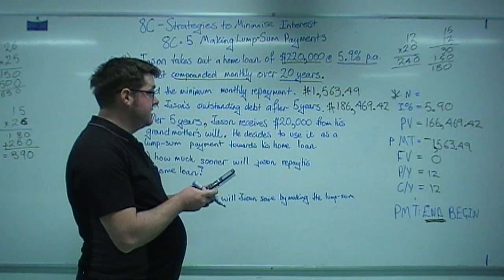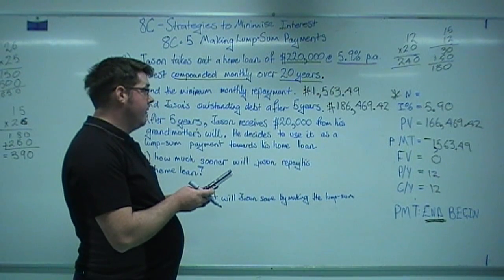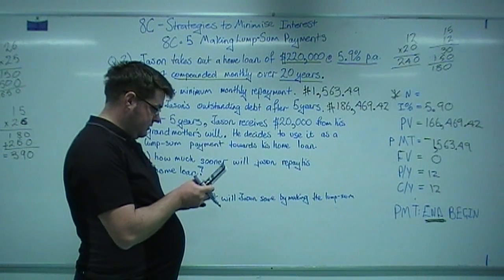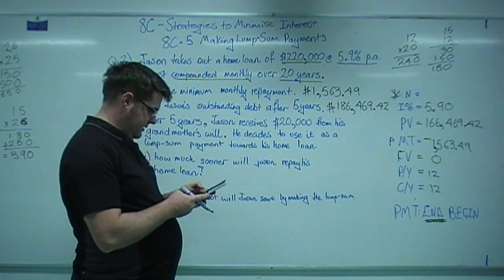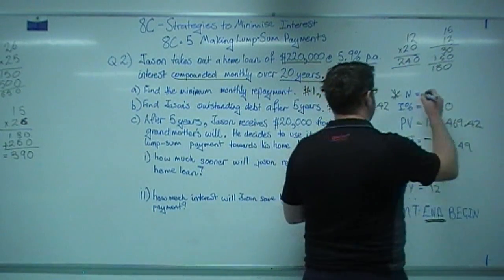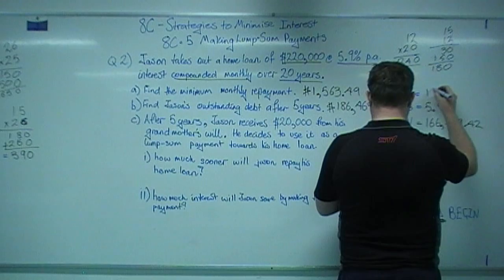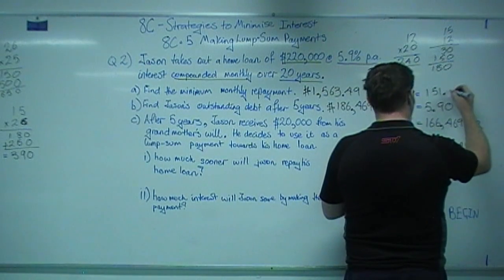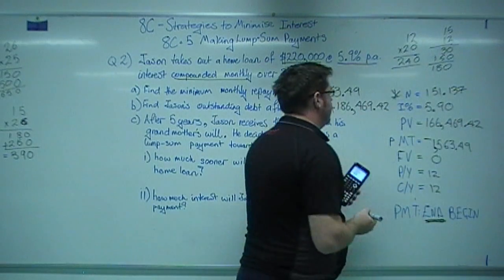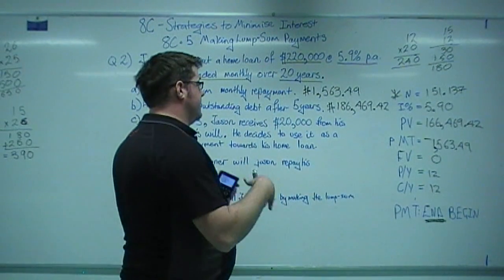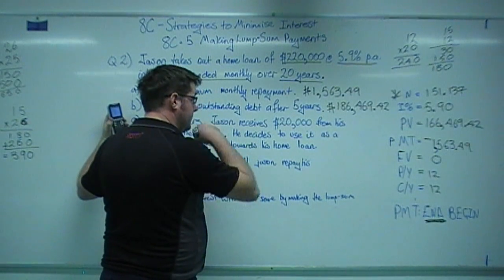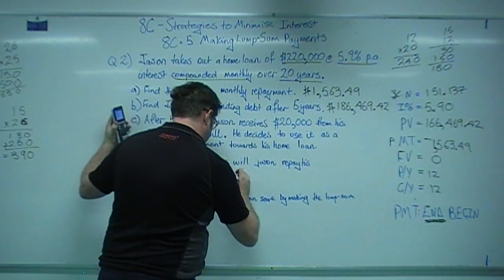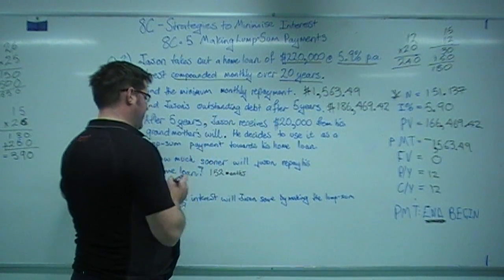So that value is 0. As a value of 166,469.42. 5.9, and we solve. So this is 151.137. Now you can't have a part of a month, so we're going to need to round that up. So that will be 152 months. So it'll be 180 months left to go.